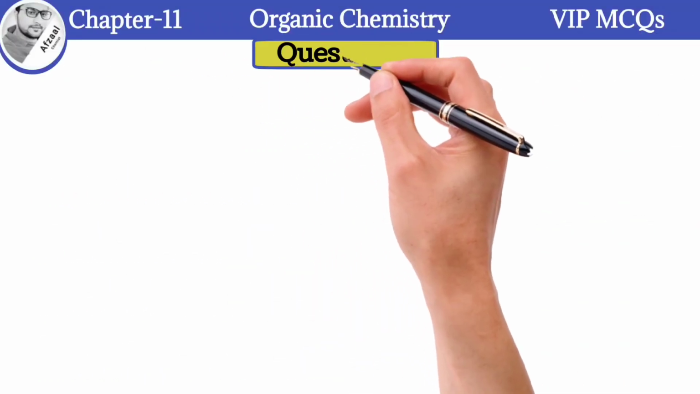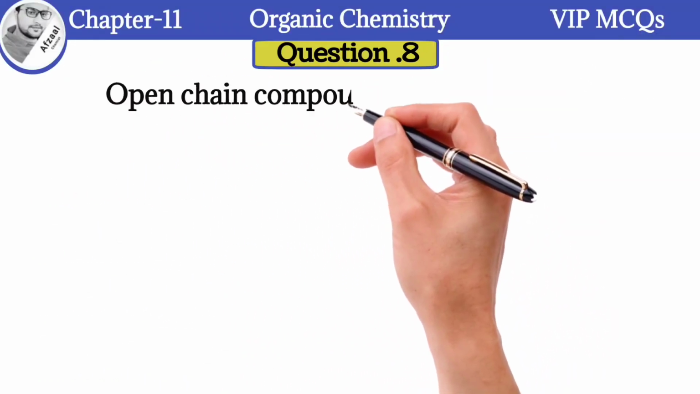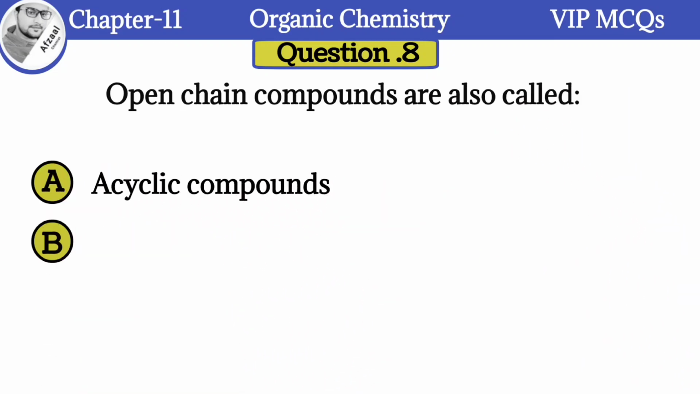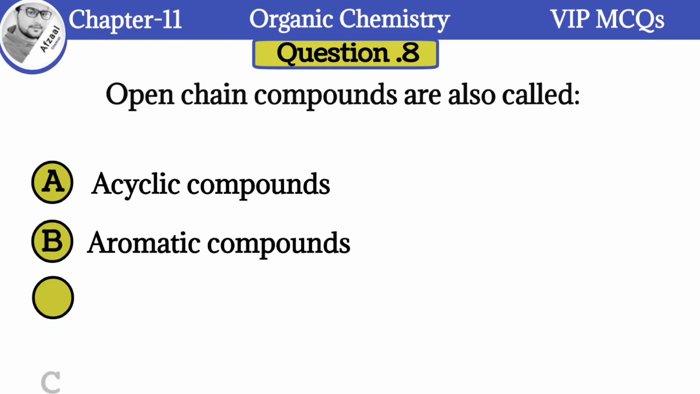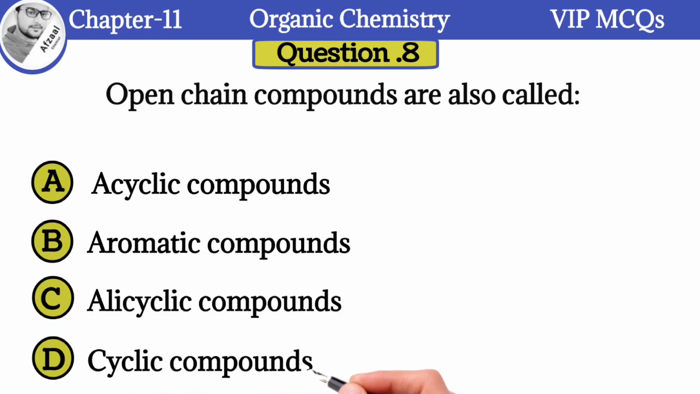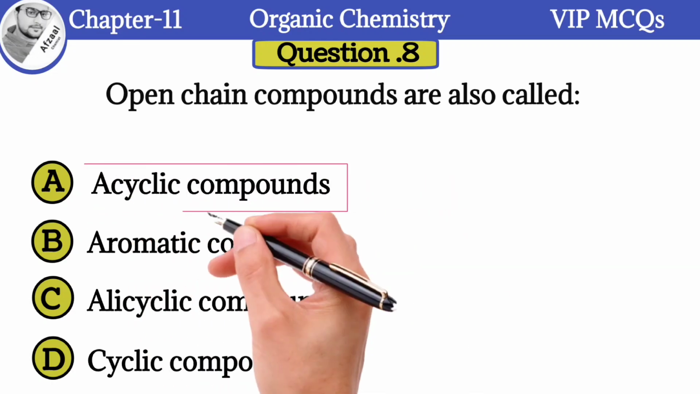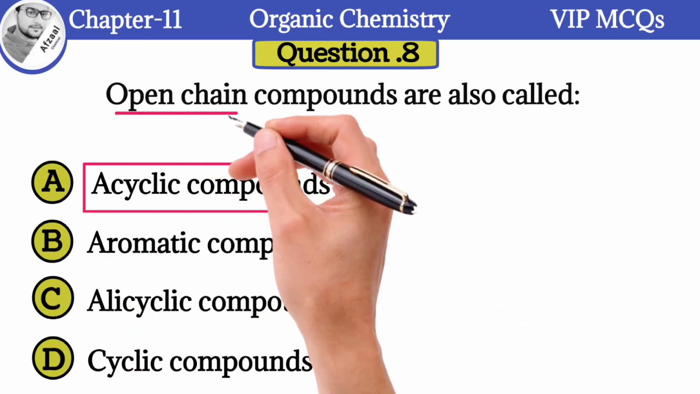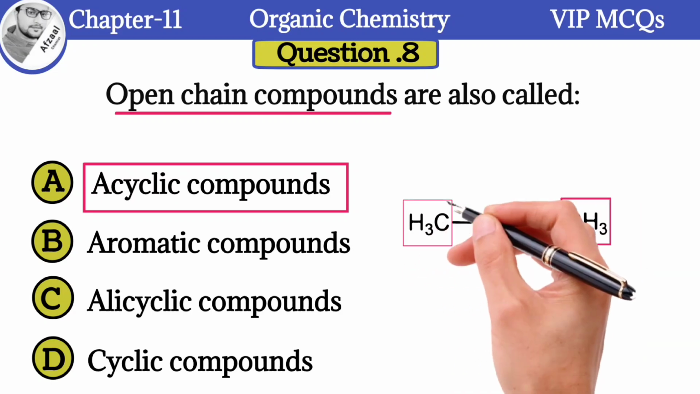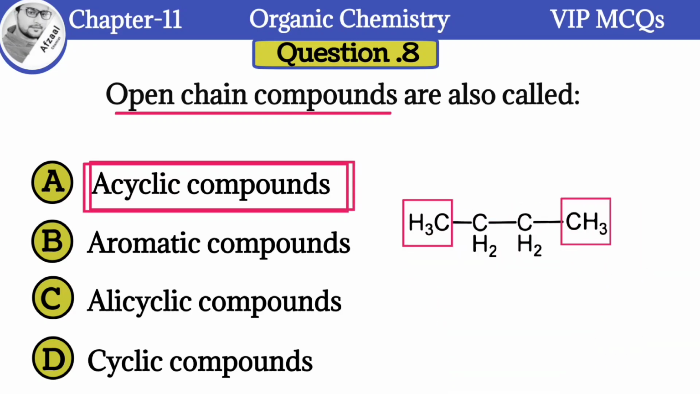Question number 8 is: open chain compounds are also called? Option A is acyclic compounds. Option B is aromatic compounds. Option C is alicyclic compounds. Option D is cyclic compounds. The correct option is acyclic compounds. Open chain compounds are those organic compounds that have free carbon ends. Such compounds are also known as acyclic compounds.